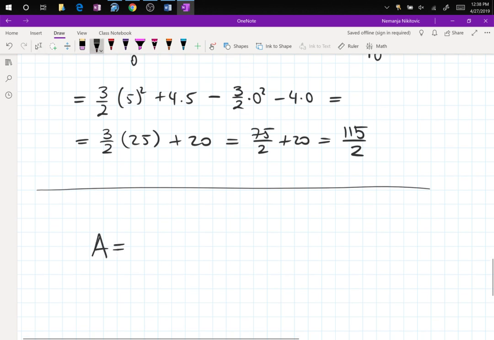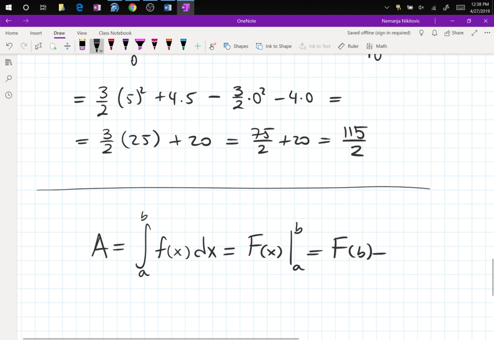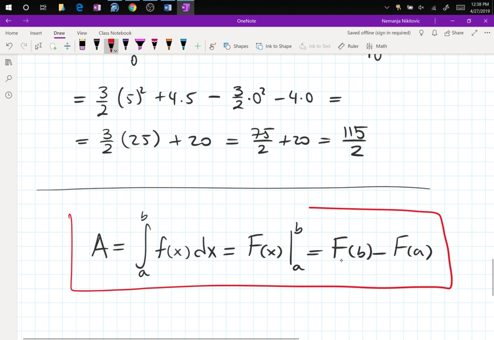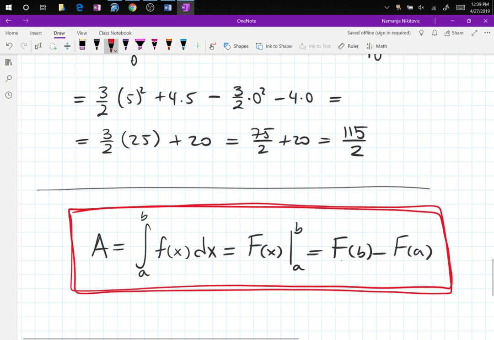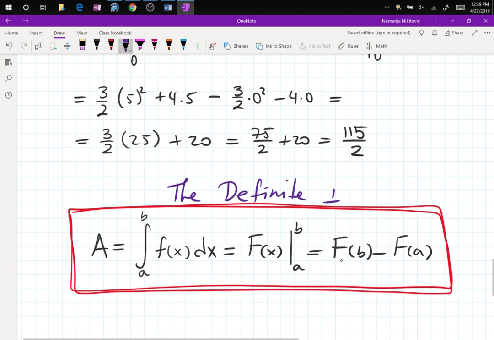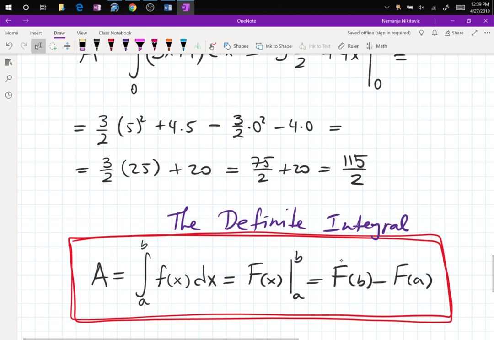So area is equal to the integral from a to b of f of x dx, which is calculated as the antiderivative F of x computed from a to b, which is F of b minus F of a. This is called the definite integral.